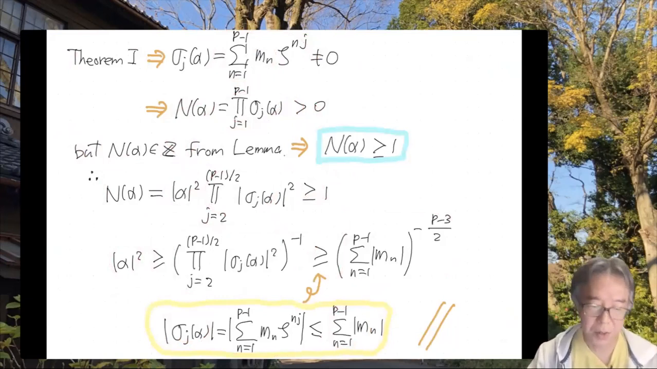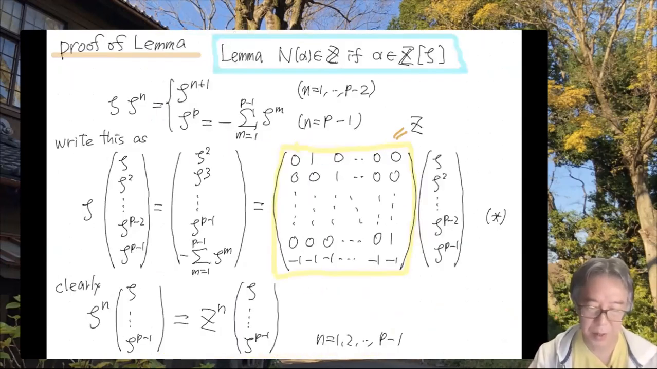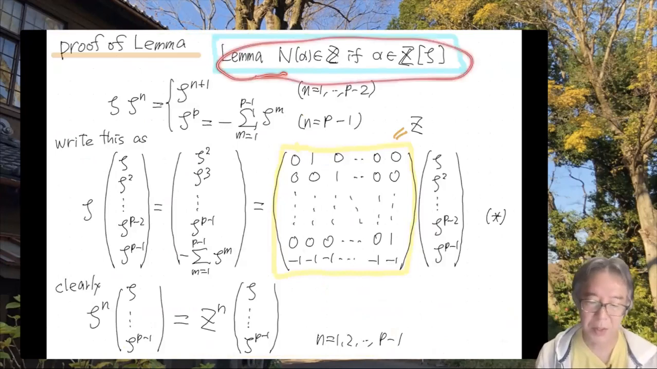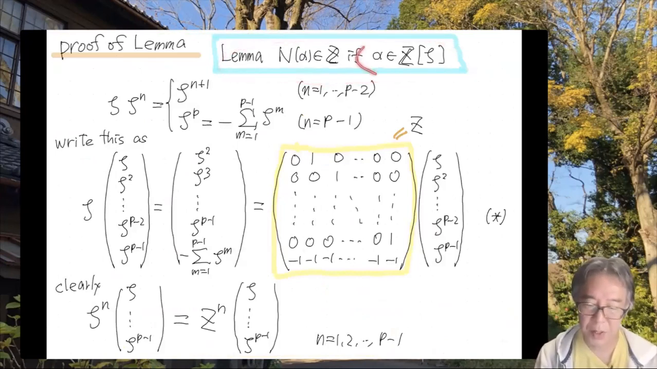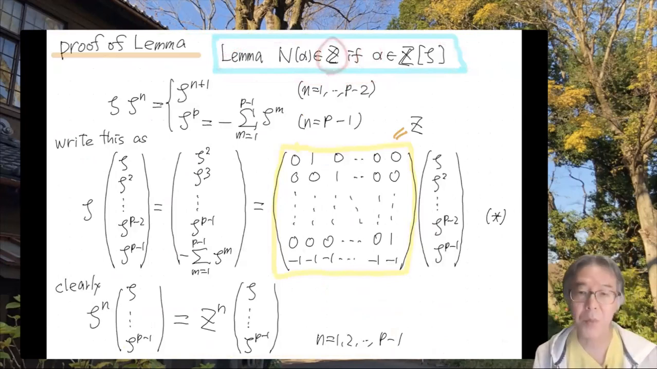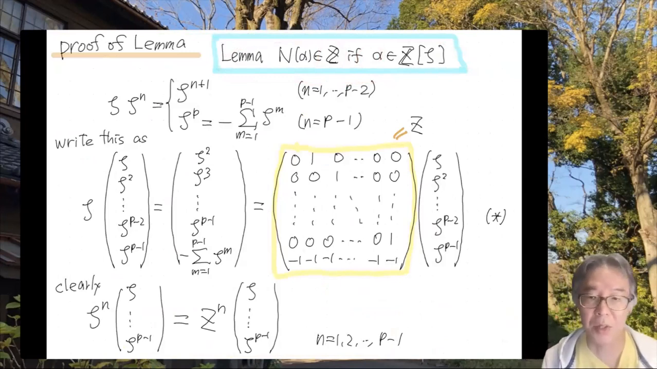Okay, so the only thing we should prove is this lemma, which says that the norm of this alpha, which is in Z of theta, is an integer. The proof is very interesting. And as I said, it only makes use of elementary linear algebra. The only thing you need is what I teach in my freshman physics course in mathematics.